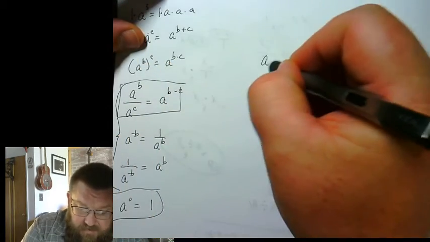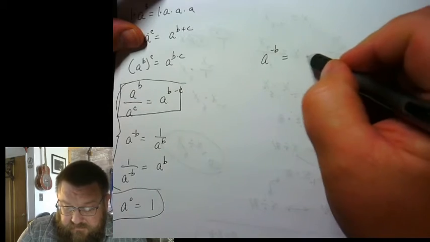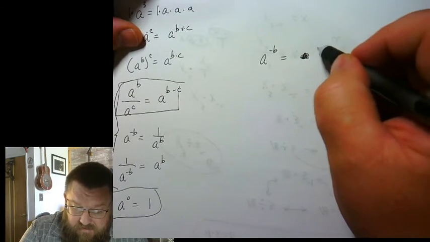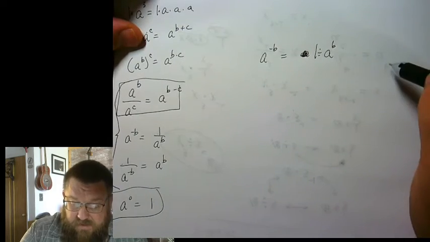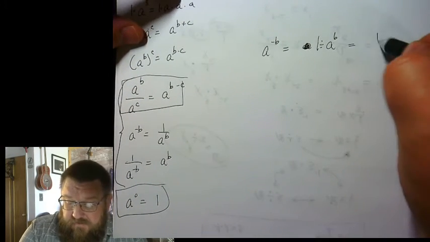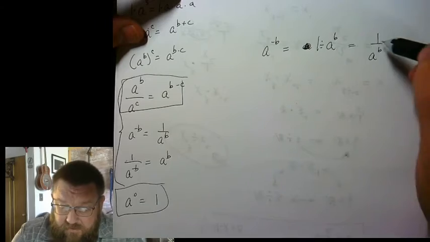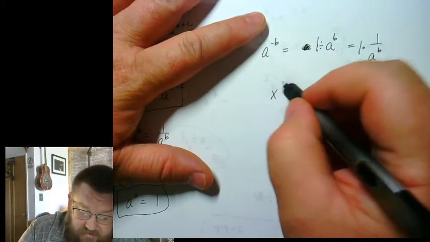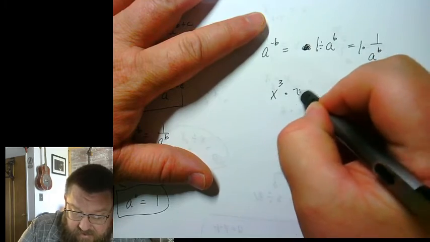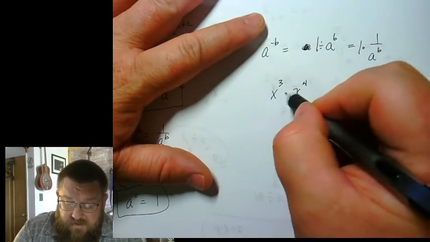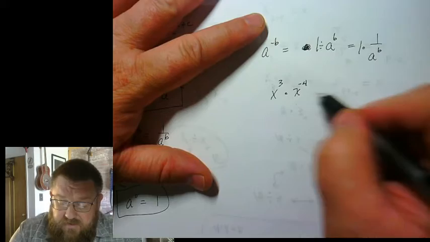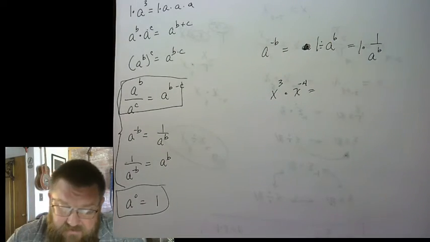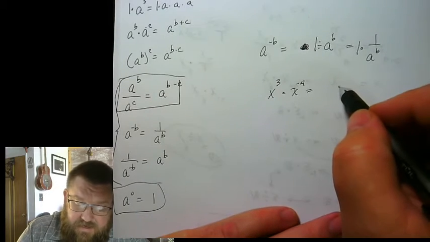Okay, so a to the negative b is the same as 1 divided by a to the power of b. And the way you do division is 1 over, you multiply by the reciprocal, right? So if we had something like x to the third times x to the negative fourth, why don't you try that one? See what you got, and see if you can figure out why the answer is what it is. You ready?